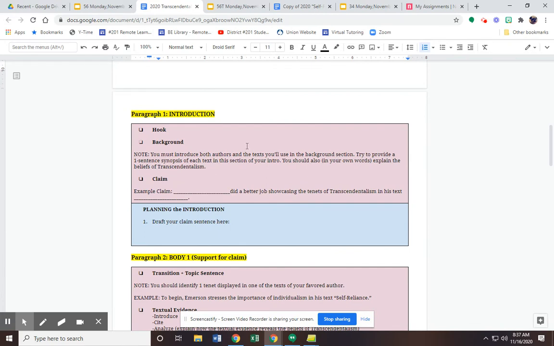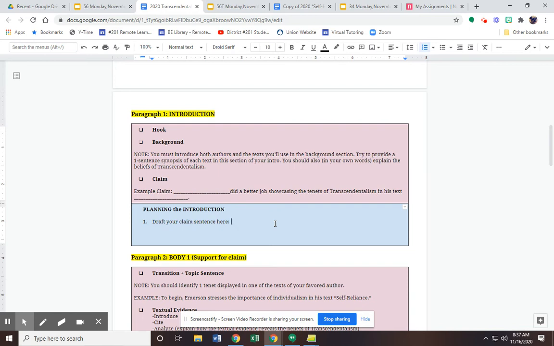Everything in pink is stuff I'm reminding you of as far as how to organize your writing. Everything in blue is the planning that you need to do today. So let's just walk through this together real fast. Your intro consists of 3 things: your hook, your background, and your claim. Remind me, what are some ways you can hook your reader? What are some ways you can gain his or her attention?